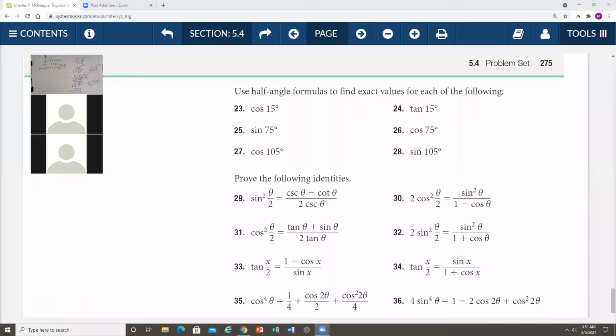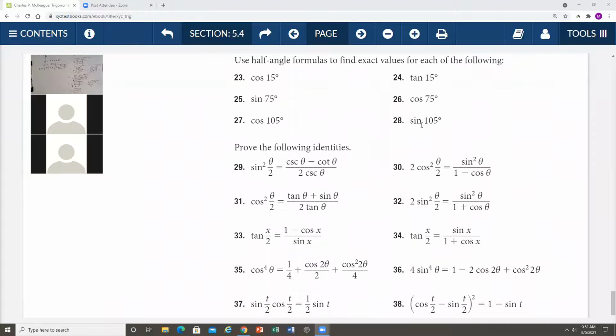All right, that was number 24. Okay, moving on. Number 26, the cosine of 75 degrees. They want us to compute the exact value of this. So how are we going to do that? Cosine of 75 degrees.